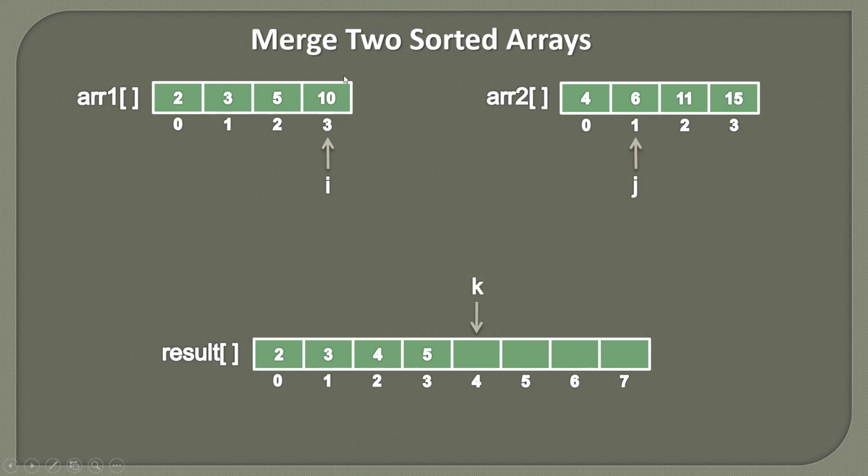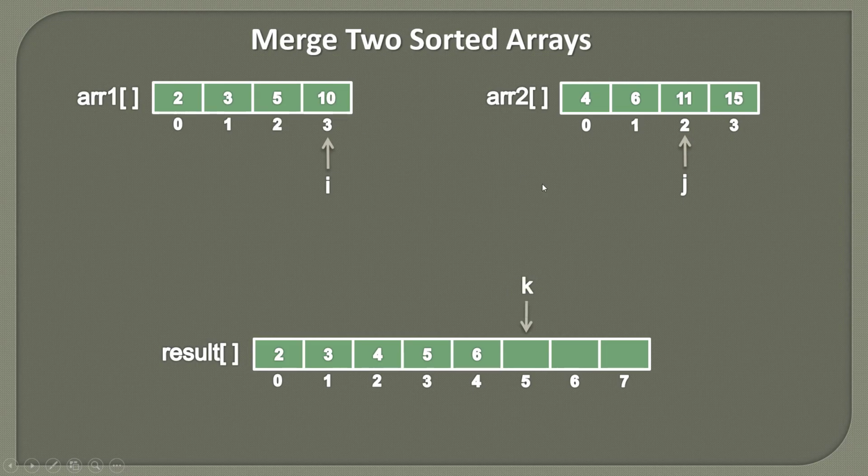We have occupied this position, so we'll increment k also by 1. Now we'll compare 10 with 6. So here you can see 6 is smaller than 10. So 6 value will be updated here. And as we have used this value 6, we'll increment j by 1. And we have filled this position, so we'll also increment k by 1.